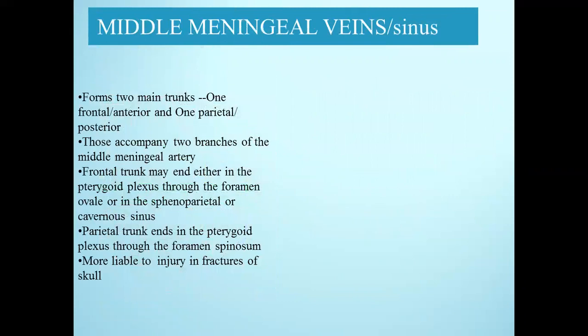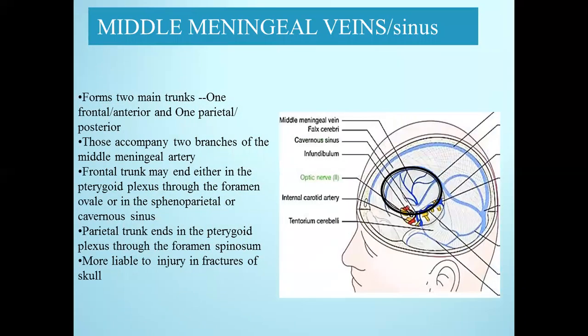Next is the middle meningeal vein or sinus. These are important veins, the middle meningeal veins inside the cranial cavity. See, these are the middle meningeal veins. They also form an impression on the cranial cap due to their flow. It forms two main trunks, one is frontal or anterior, and the other is posterior or parietal. They both accompany the branches of the middle meningeal artery.